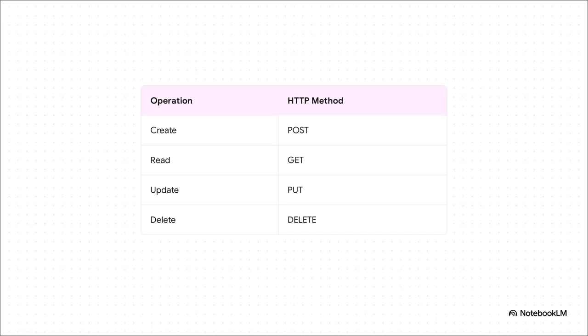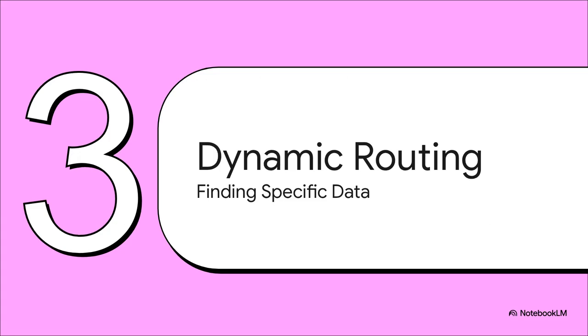To update, we use put. And to delete, we use delete. This one-to-one mapping is just this brilliantly simple and logical structure that underpins how almost all modern apps work with data. It's that simple.